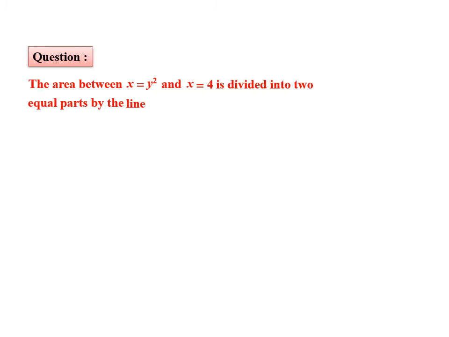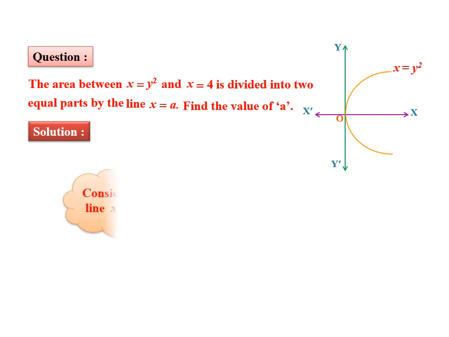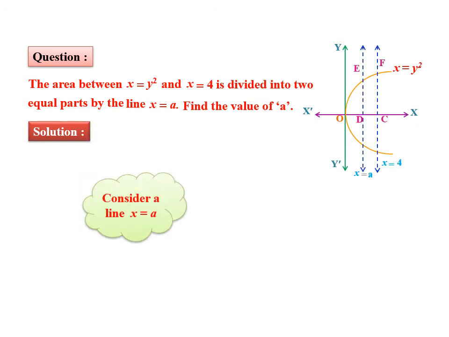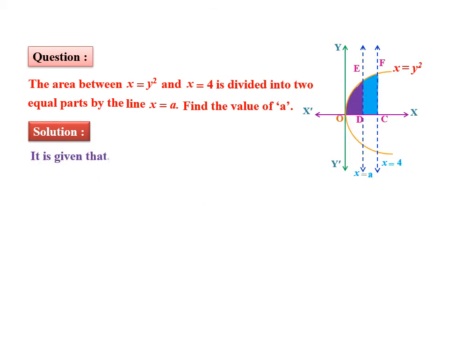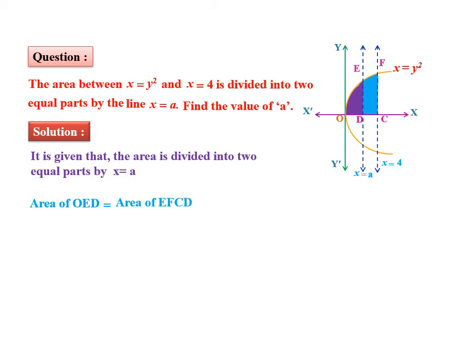Next example, the area bounded between x is equal to y square and x is equal to 4 is divided into two equal parts by the line x is equal to a. Find the value of a. So the line x is equal to a from the figure divides the area between x is equal to 0 and x is equal to 4 into two equal parts. So it is given that the area is divided into two equal parts by x is equal to a. Area OED is equal to area EFCD.